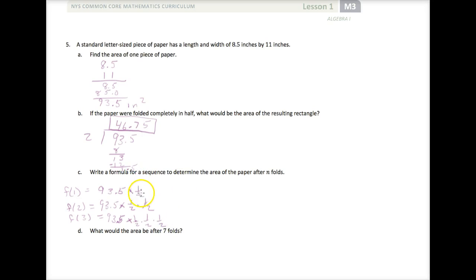So it looks like what we have is 1 1/2, 2 1/2. It looks like the times we multiply by 1/2 match our position in the sequence. That means we can say the function of n for the number of folds would be 93.5 times 1/2 to the n. We got a formula.